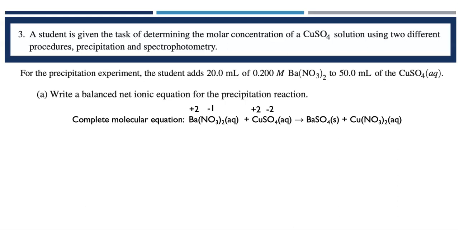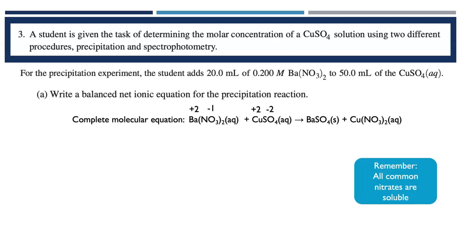I did go ahead and put these states of matter in. How did I know that that's what was going to happen? Well, there are solubility rules. And one of the important rules that AP Chem students need to know is that all the common nitrates are soluble. And that means the product copper 2 nitrate, I'm going to mark it as being aqueous. It's soluble in solution. And that means barium sulfate must be the precipitate. And that's how I figured that out. But this isn't what I need for my answer here.